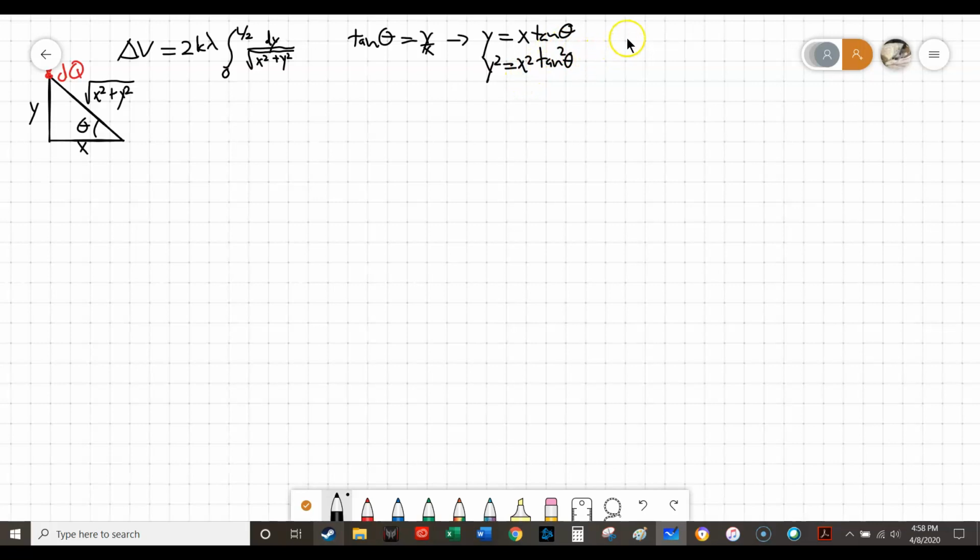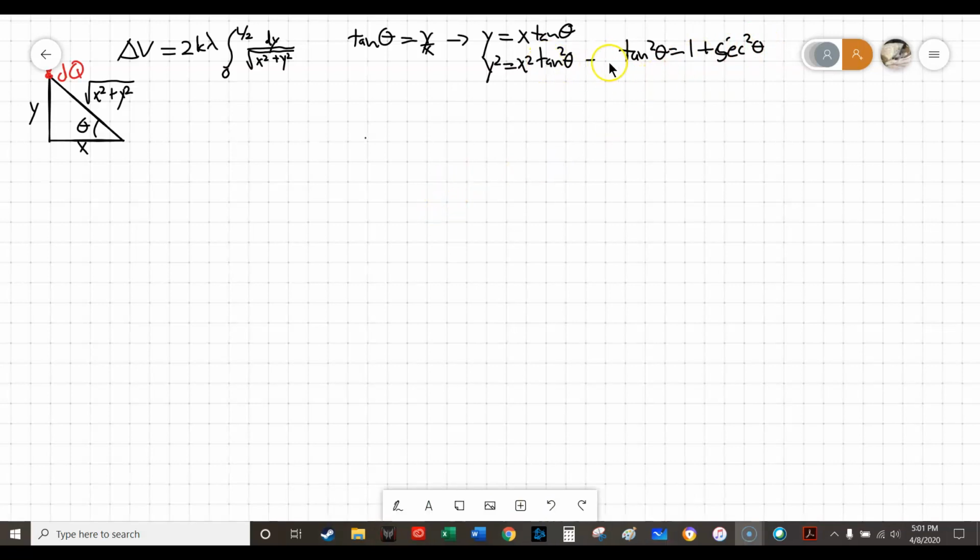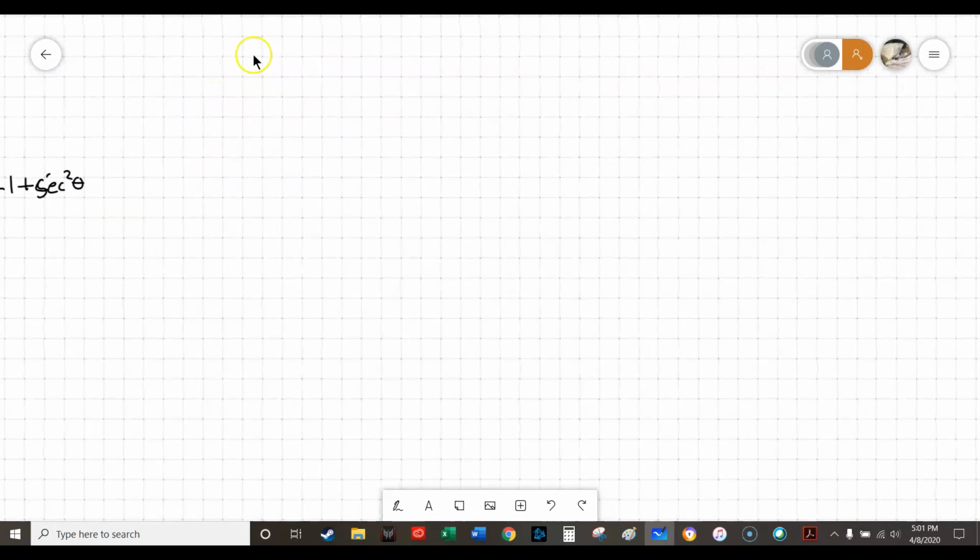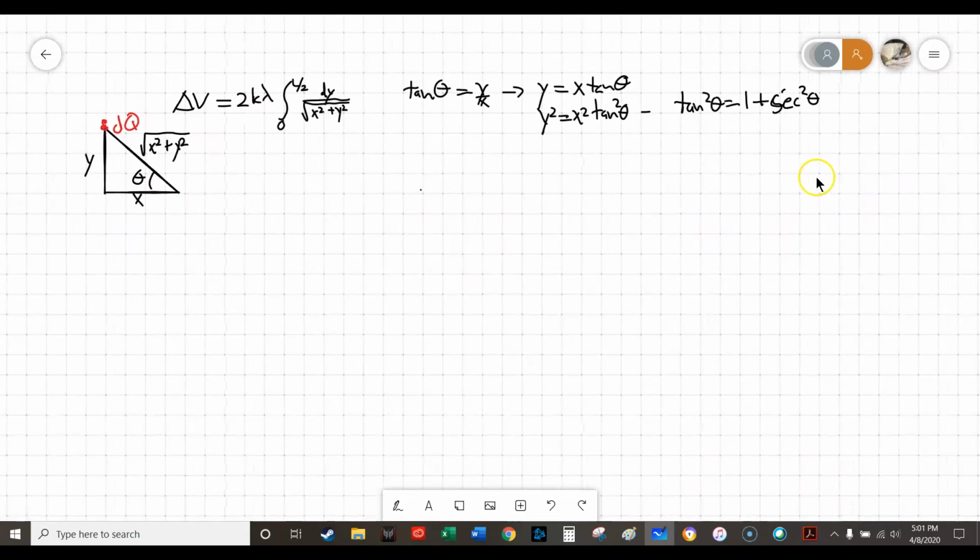And what we're also going to need is a trig identity, that tangent squared of theta is going to be equal to 1 plus secant squared of theta. Okay? So we're going to need these two to help us with this. So I'm going to begin substituting these two things in, and eventually I'm going to have to differentiate y is equal to x tangent of theta. Whoops. So let's go ahead and do that right now.